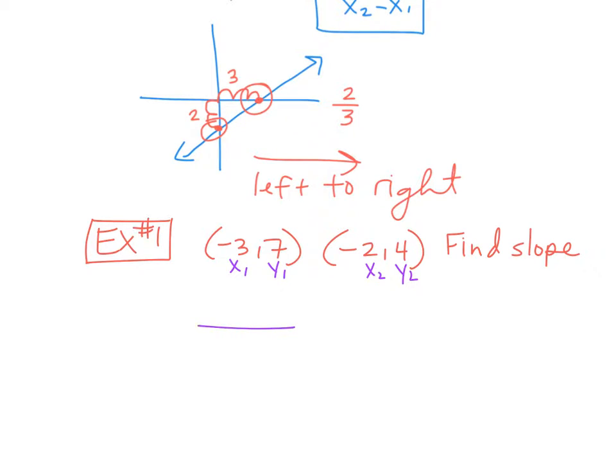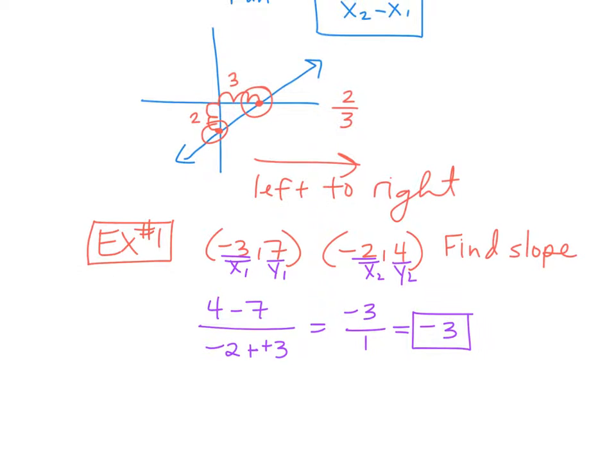So if I'm doing y2 minus y1, that's 4 minus 7. And then x2 minus x1 is -2 minus -3. So that's plus a positive. 4 minus 7 is -3. -2 plus 3 is 1. So my slope would be -3. Okay?